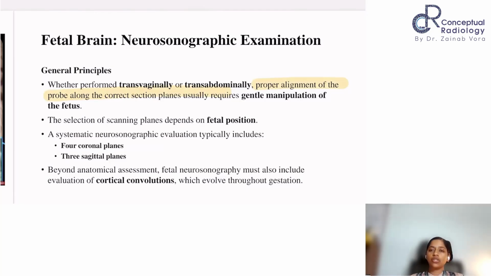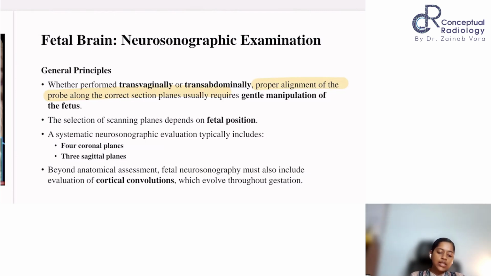Whatever the fetal position is, if I'm getting a good axial section, I'll complete the axial section. If the baby is showing a sagittal section, complete that first. So fetal position will decide which section you evaluate first. And don't fight with the baby. Try to accommodate. So if sagittal, do sagittal and wait for some time.